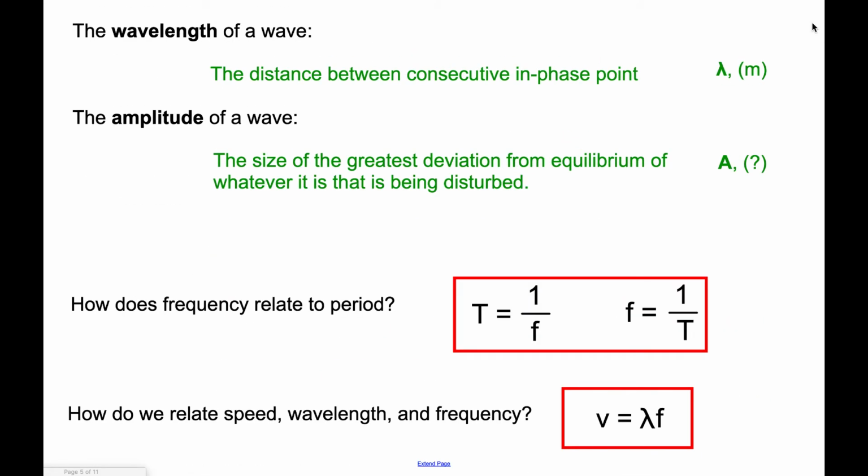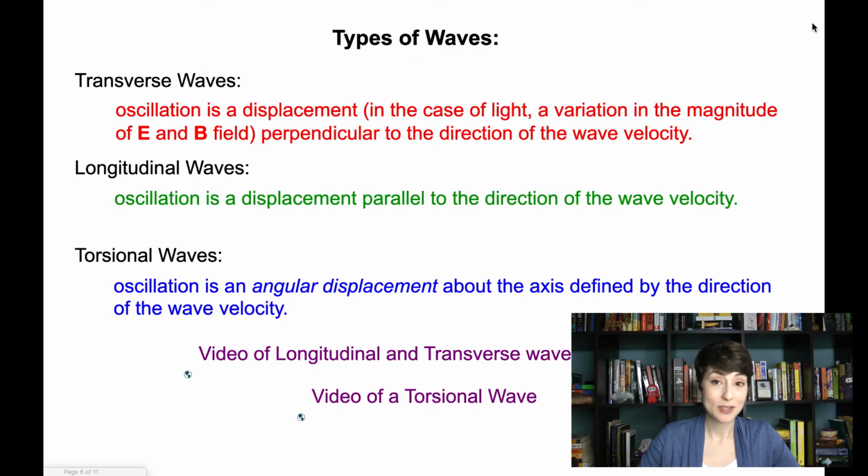Here are a couple of equations that are going to come in handy, as they always do when it comes to waves. The period and frequency are reciprocals of each other. And finally, we can relate wavelength, frequency, period, using the following equation. The speed of the wave is equal to lambda, the wavelength, times the frequency in hertz. There are a few different types of waves. However, when we talk about light, we're talking about a transverse wave.